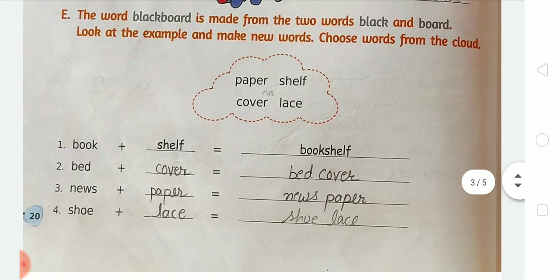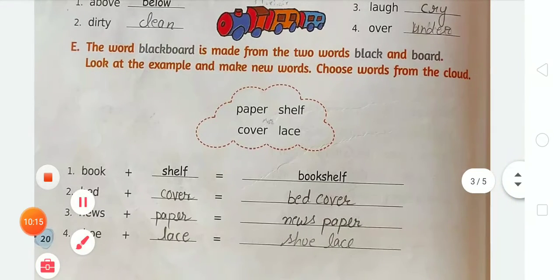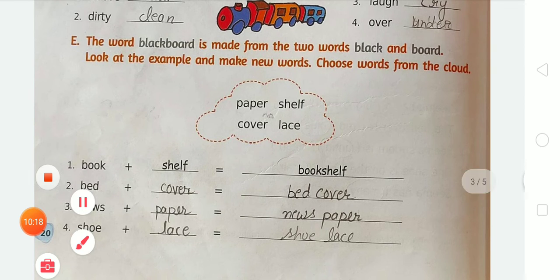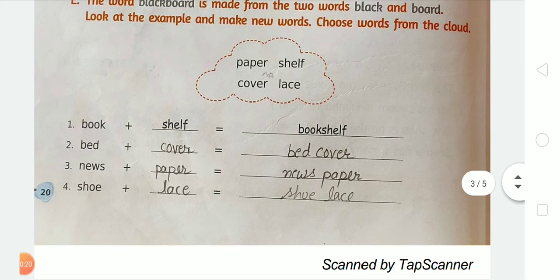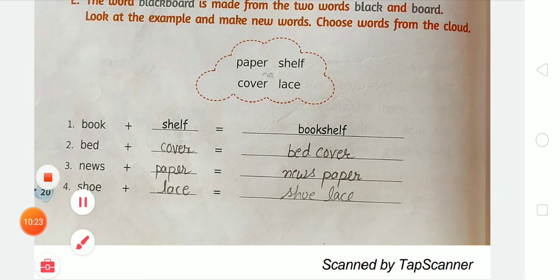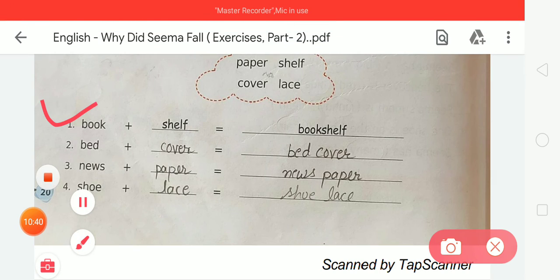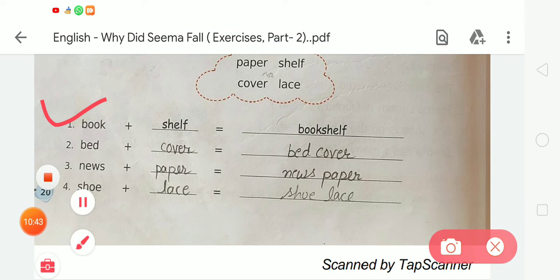So student, in these clouds you can see there are some words, and we have to choose words from the clouds, and after that we have to write them on the given blanks, making new words. When we join these words, whichever word we get, we have to write on the given blanks. So student, let's do it. First example is given for you. There is book plus shelf, it becomes bookshelf. Book plus shelf equals bookshelf.